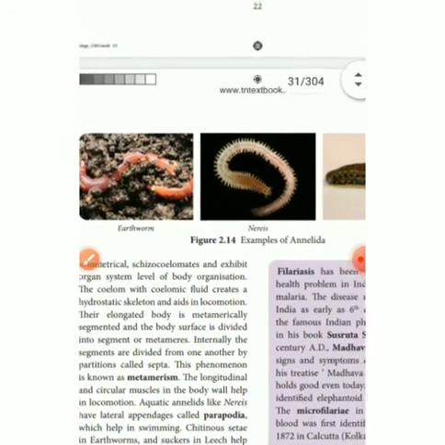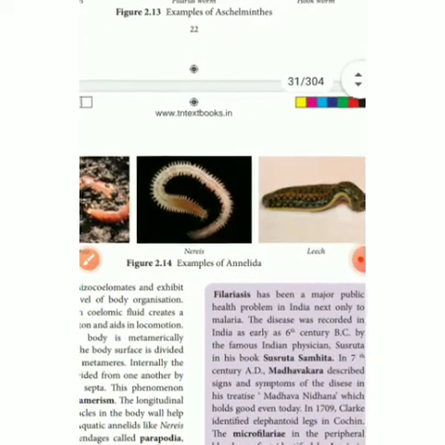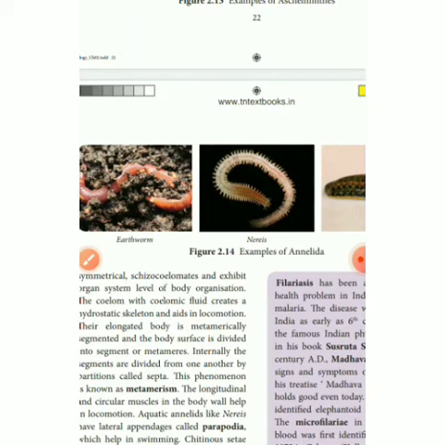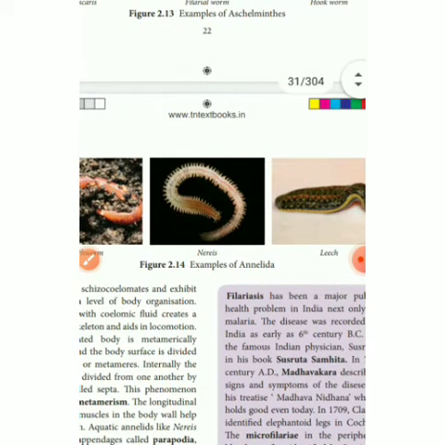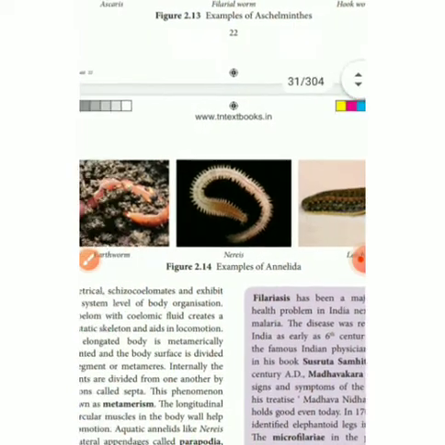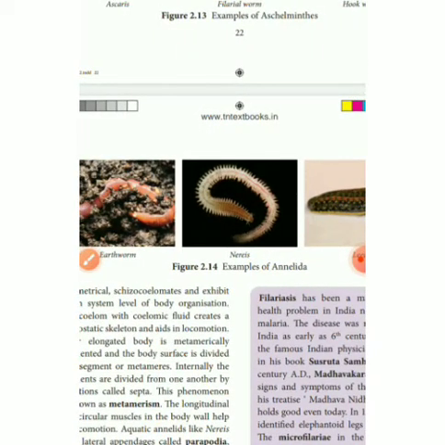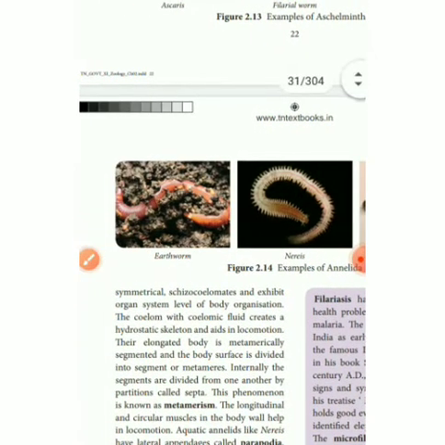Some examples of Annelidans are earthworms, which live in moist terrestrial soil, and leeches. These animals are terrestrial and aquatic in nature, and they have a segmented body.